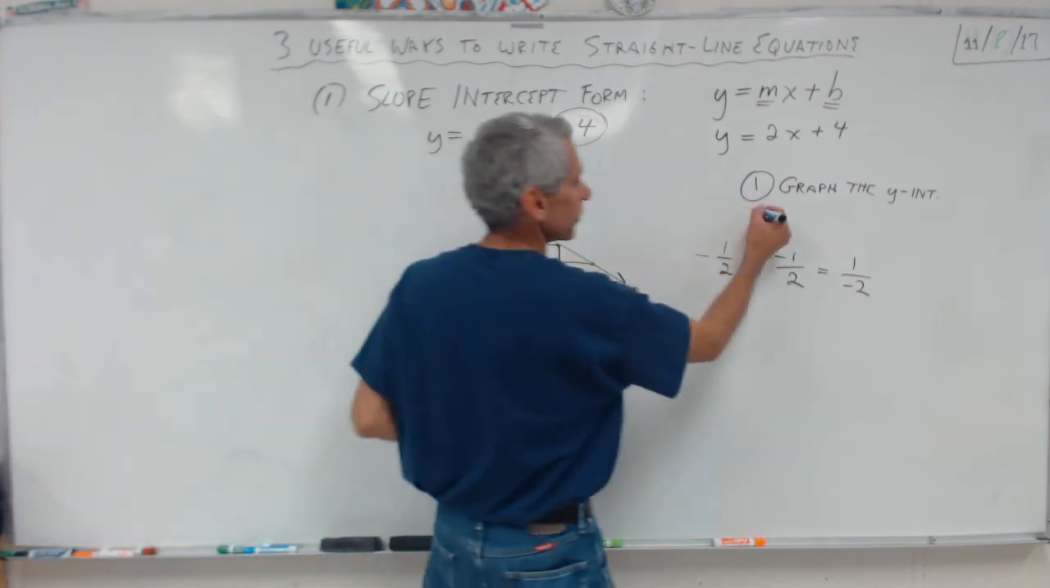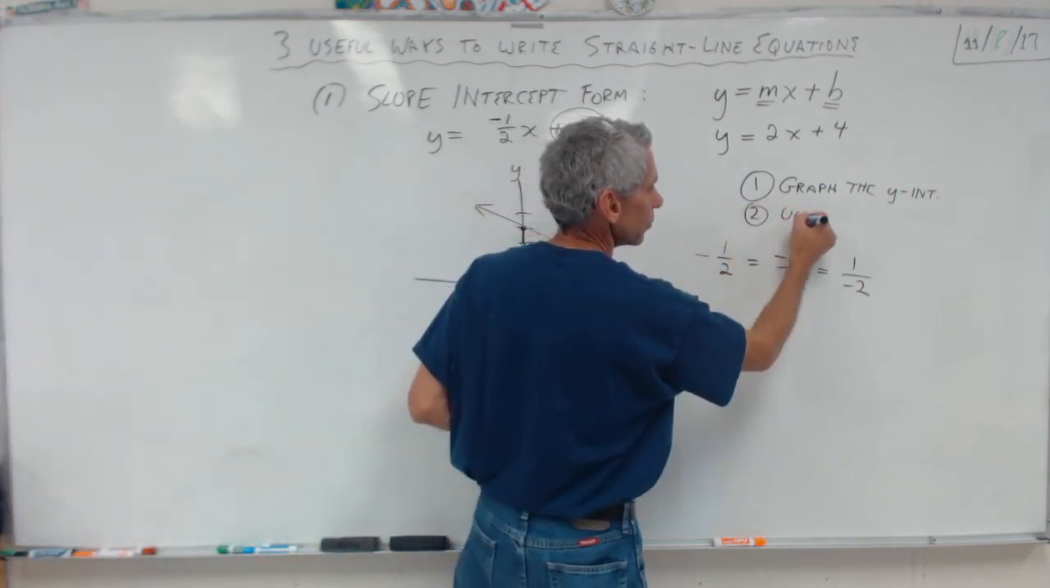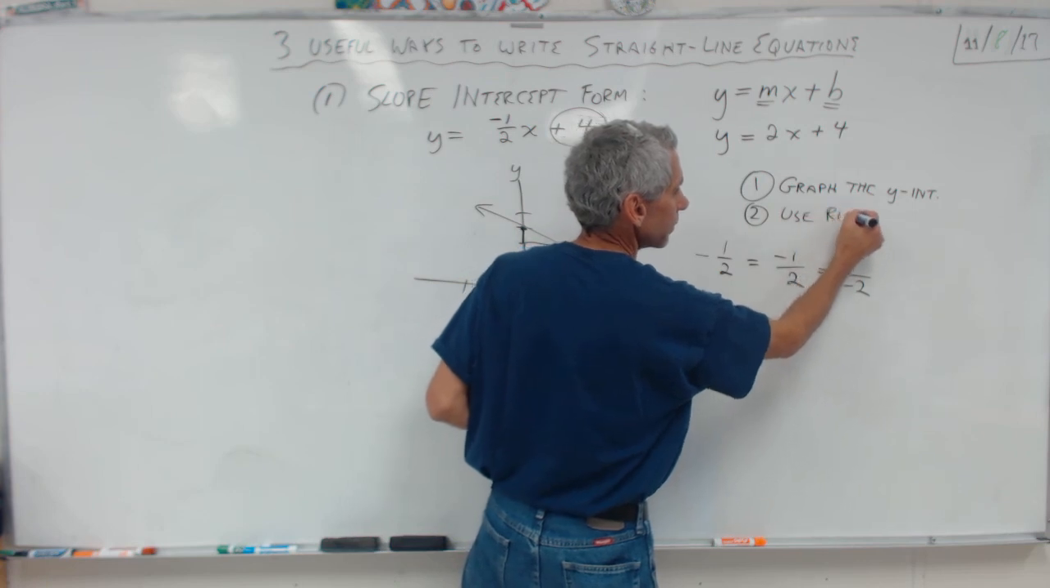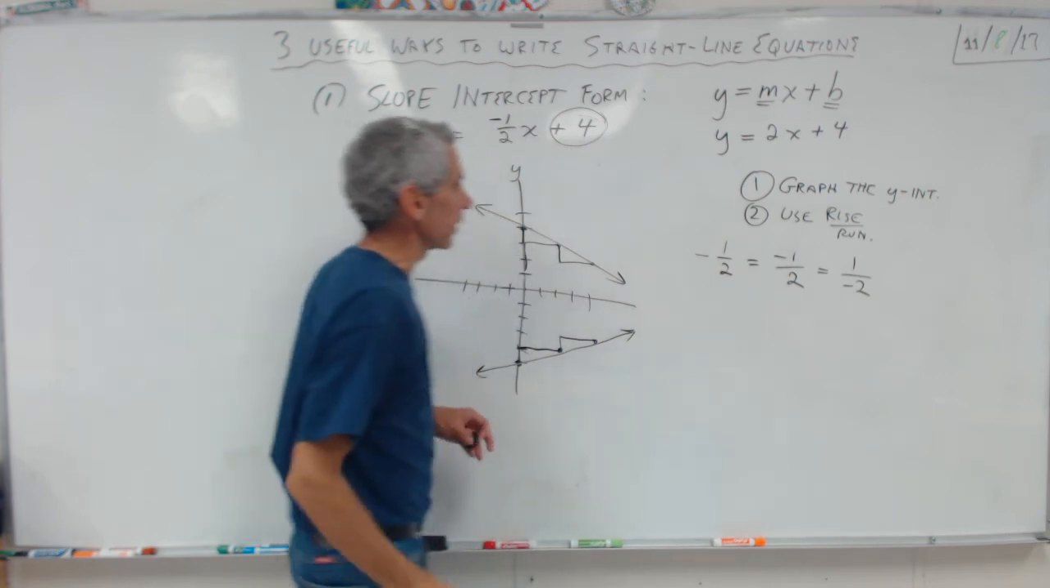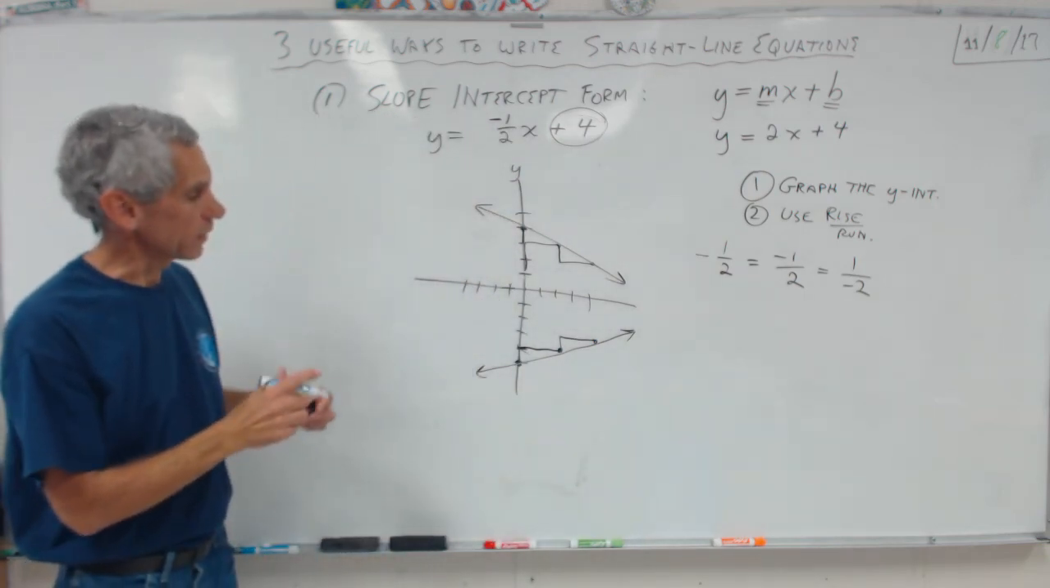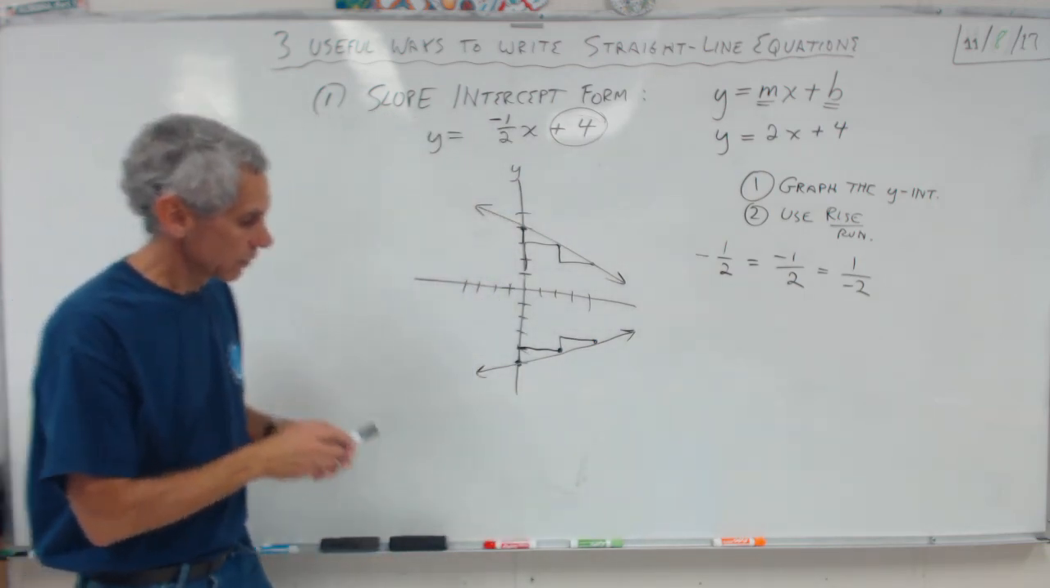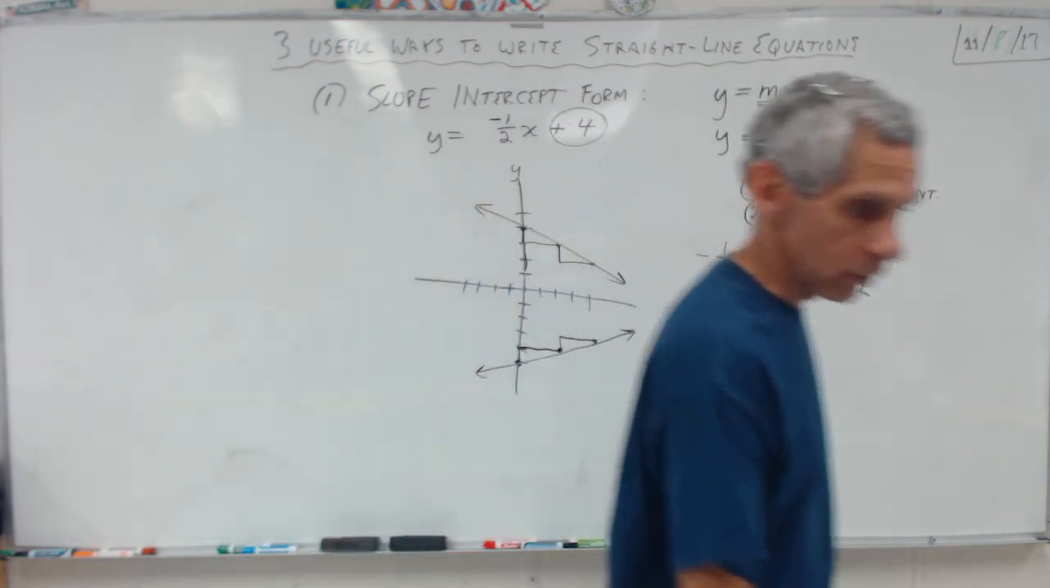So I didn't finish this. The second thing was use rise over run, right? All right, that was your second thing. And I think that's all I have to do. Homework. Okay, I'm gonna just give the homework.